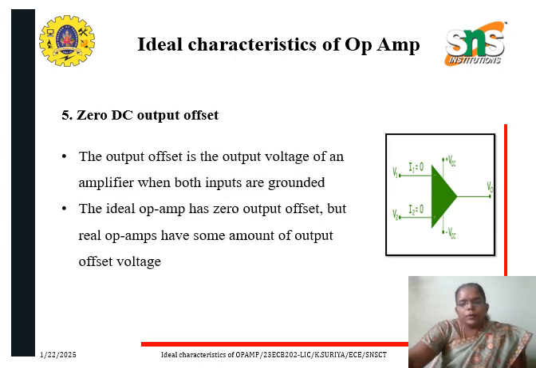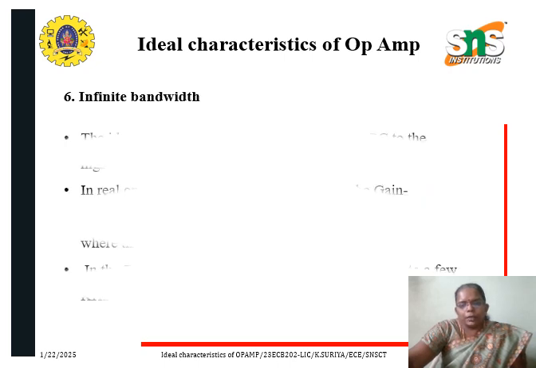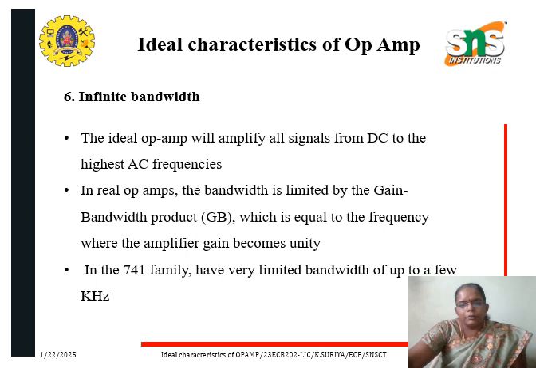Next one is zero DC output offset. The output offset is the output voltage of an amplifier when both the inputs are grounded. The ideal op amp has zero output offset, but real op amps have some amount of output offset voltage. Next one is infinite bandwidth.